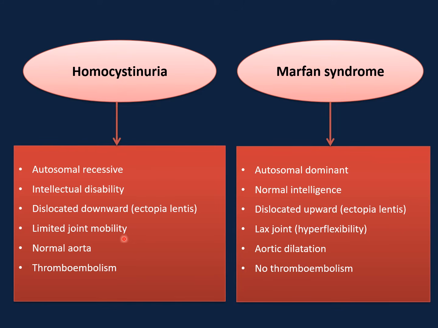Limited joint mobility here in homocystinuria, while Marfan has lax joints or hyper flexibility. Normal aorta in homocystinuria, while aortic dissection is a common association with Marfan syndrome. Thromboembolism is commonly associated with homocystinuria. No thromboembolism is associated with Marfan syndrome.